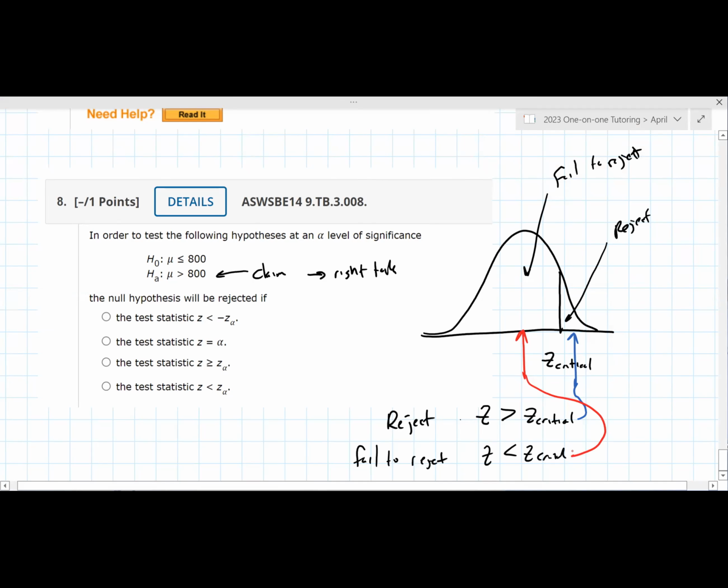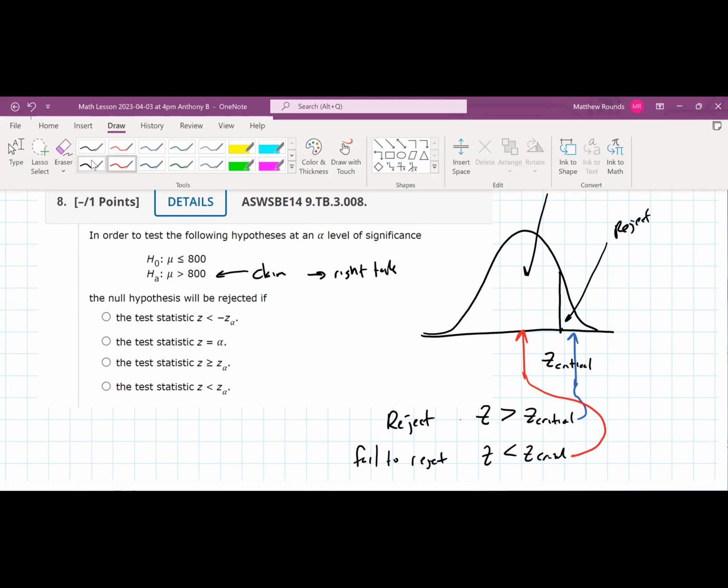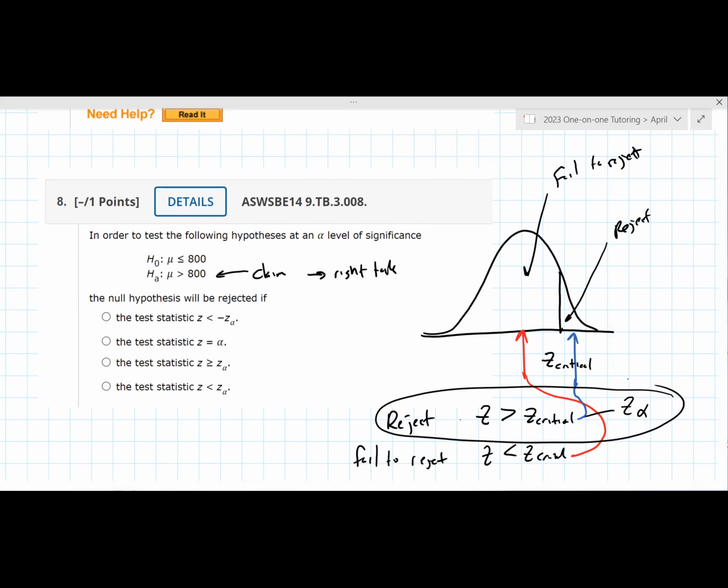They don't use Z critical, they use Z alpha in this problem. So you think of Z critical as Z alpha. This is what you're looking for: you reject if Z is greater than Z alpha. So it looks like letter C. Alrighty.